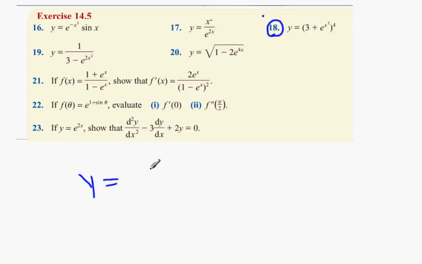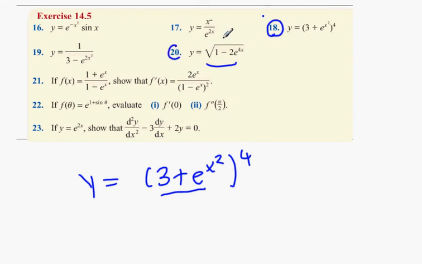y equals (3 plus e to the x squared) to the power of 4. Okay, you ready? So what type of rule is it overall? Never mind what's in the bracket. It's a chain rule because it's all contained within a power. So lads, these two here are both chain rules. This one here can be done by a chain or a quotient. This one here is a quotient rule. This one here is a product rule. Now let me show you the chain.